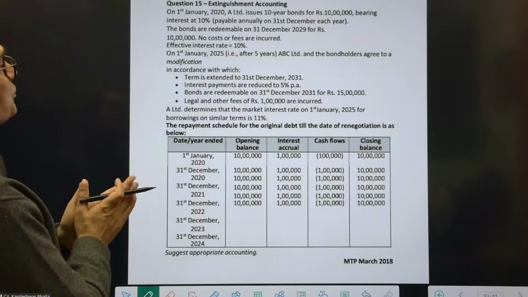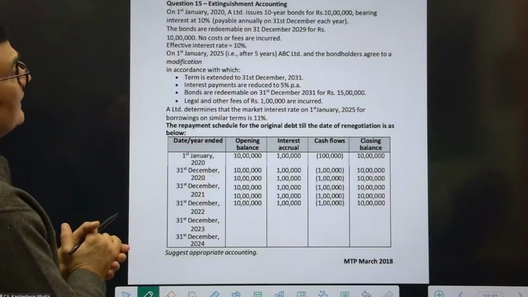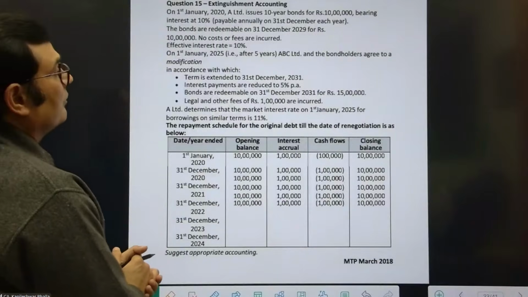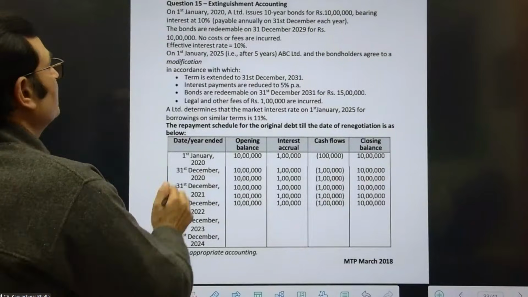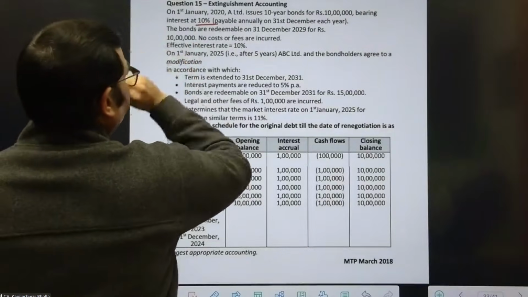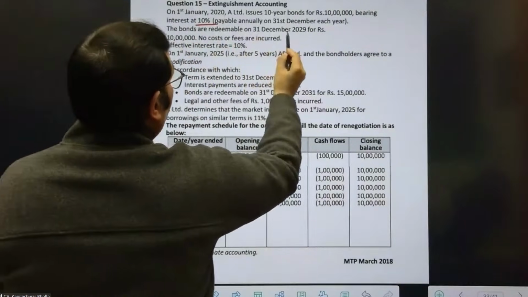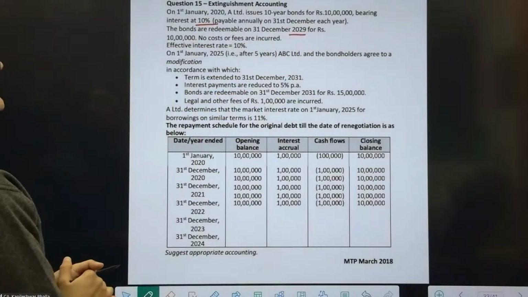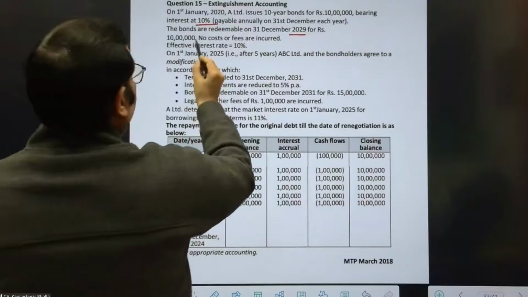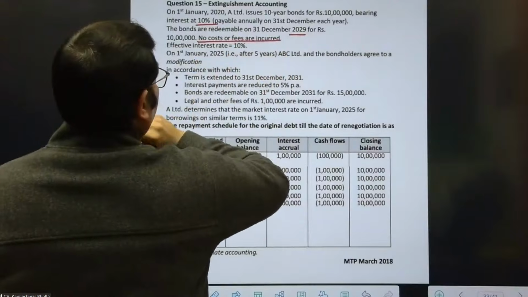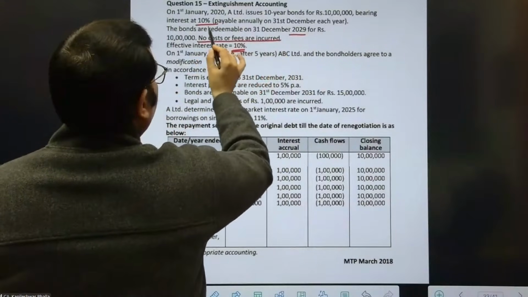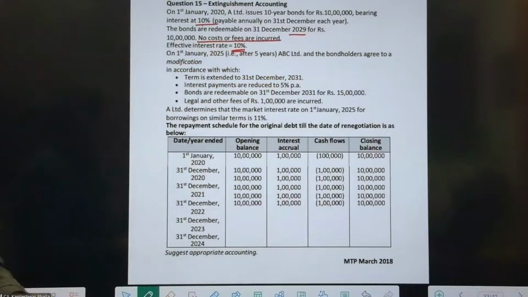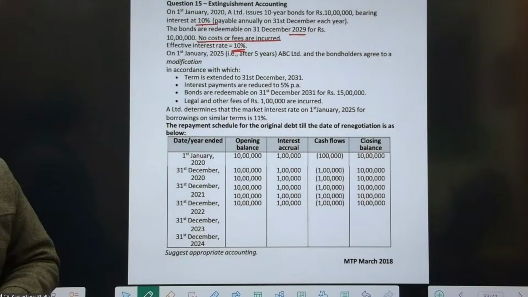Okay, it says on January 2020, A issues a 10-year bond for 10 lakhs, bearing an interest rate of 10%, and the bonds are redeemable on December 29, 10 years later. And then it says no cost or fees is incurred, so there is no TC. So which means the coupon rate and the effective rate are the same because there is no TC, no processing fee, nothing. So that keeps things absolutely same.